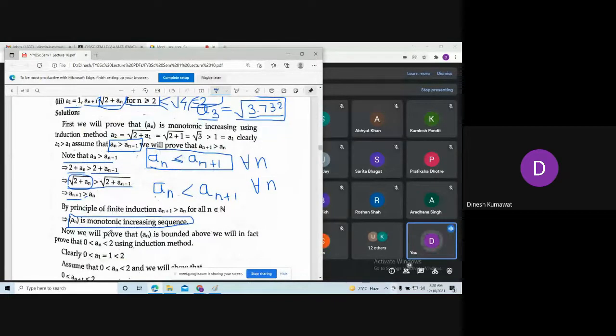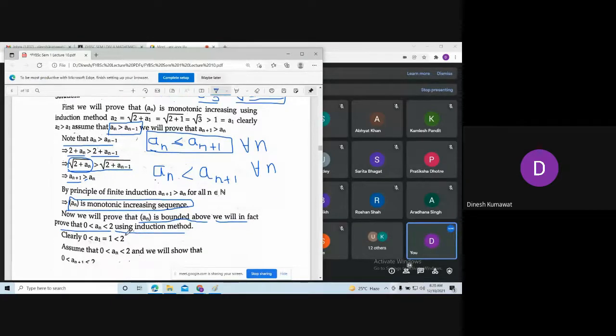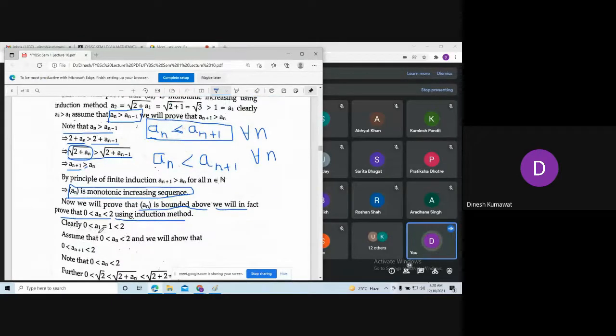Okay, so now we will prove that an is bounded above. We will in fact prove that an is between 0 to 2 using induction method. Now clearly a1 is 1, and this 1 is always lying between 0 and 2.